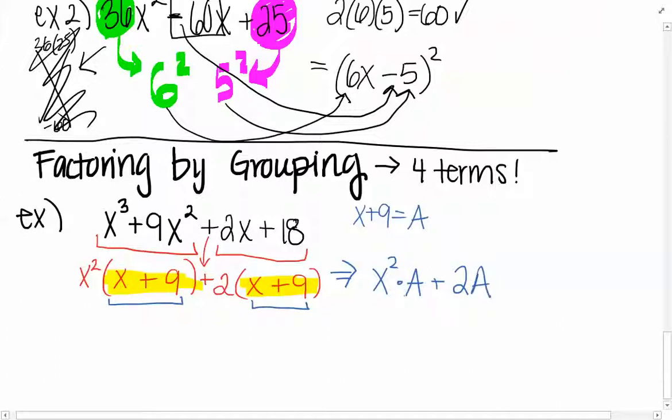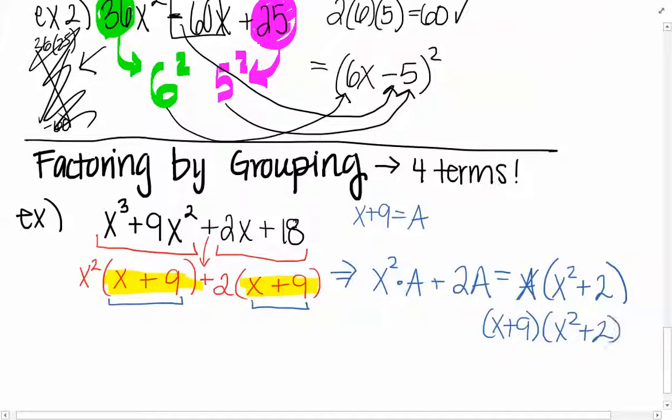Do you see now that a is a GCF? We can take that a out, and what's left would be x squared plus 2. Okay, now remember, we didn't really have a. We had x plus 9. So if I put the x plus 9 back, you'll see the real answer.